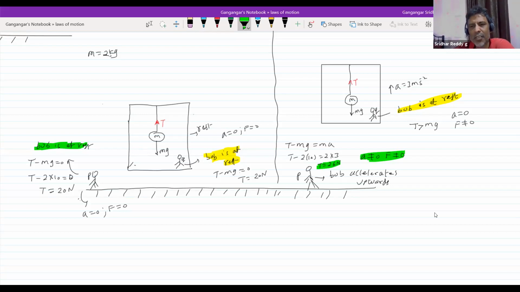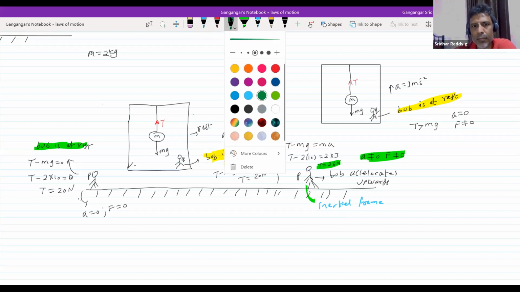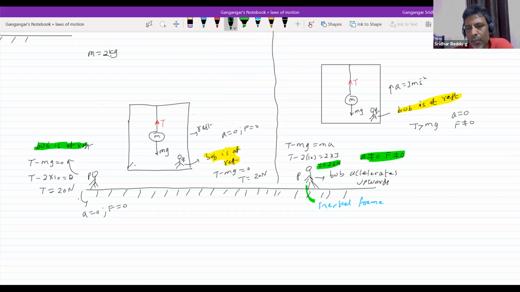And still it is a test. Okay, this is the major problem that arises here. So now the person Q is the problem, no? So what is the person Q now? Person P is an inertial frame. So definitely what I should call is an inertial frame. Person Q is a non-inertial frame.